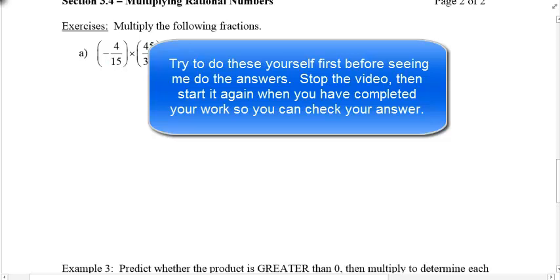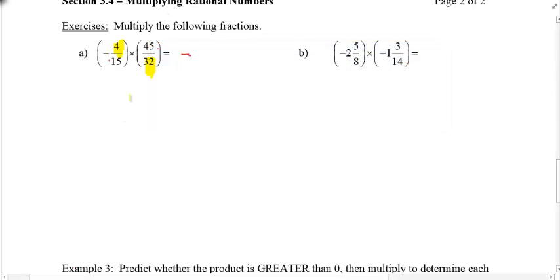I know this answer is going to be negative, right? Because one's negative, one's positive. Cross-reducing. So 4 and the 32. I think both are divisible by 4. So 4 divided by 4 is 1. 32 divided by 4 is 8.